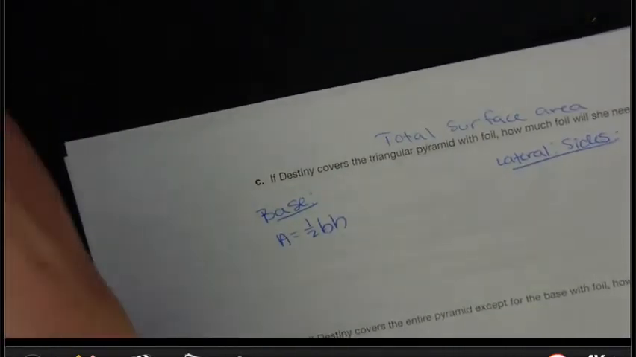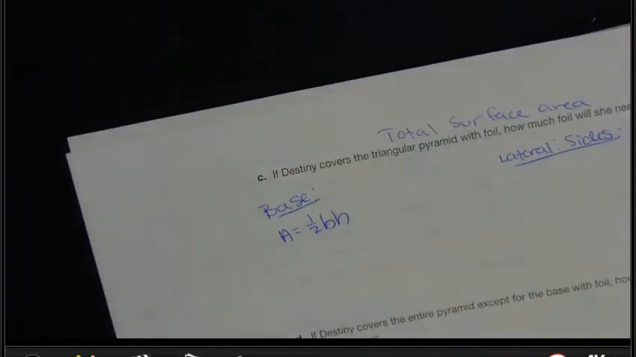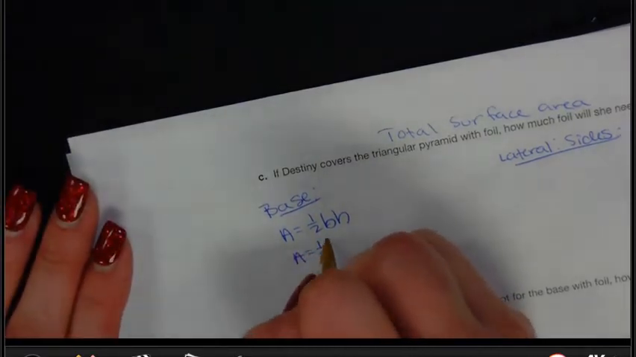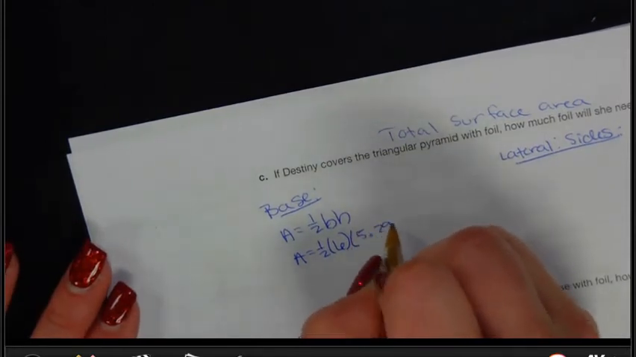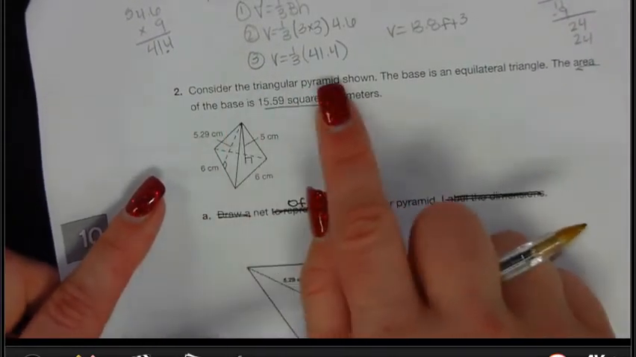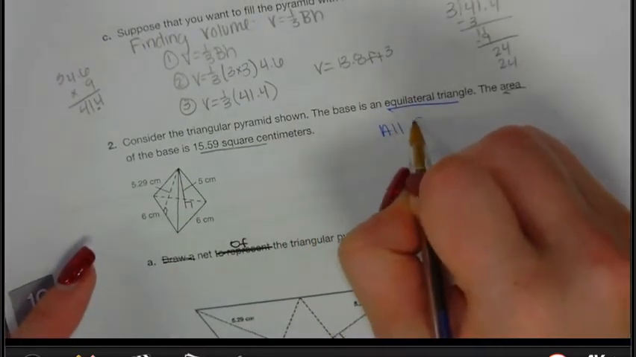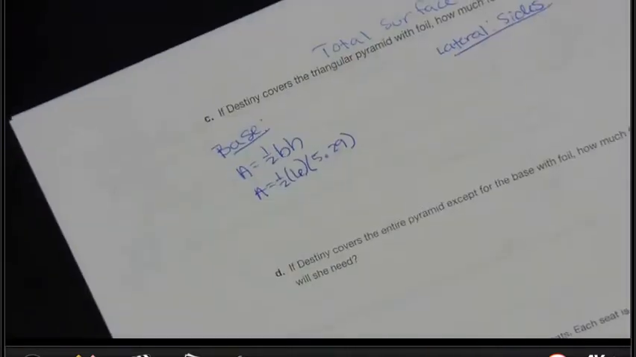With my triangle, I'm going to have area is equal to 1/2 times 6, times the height of each of my triangles, which is 5.29. I will show that here to you guys. I am told that I have an equilateral triangle, which means that all sides are equal.